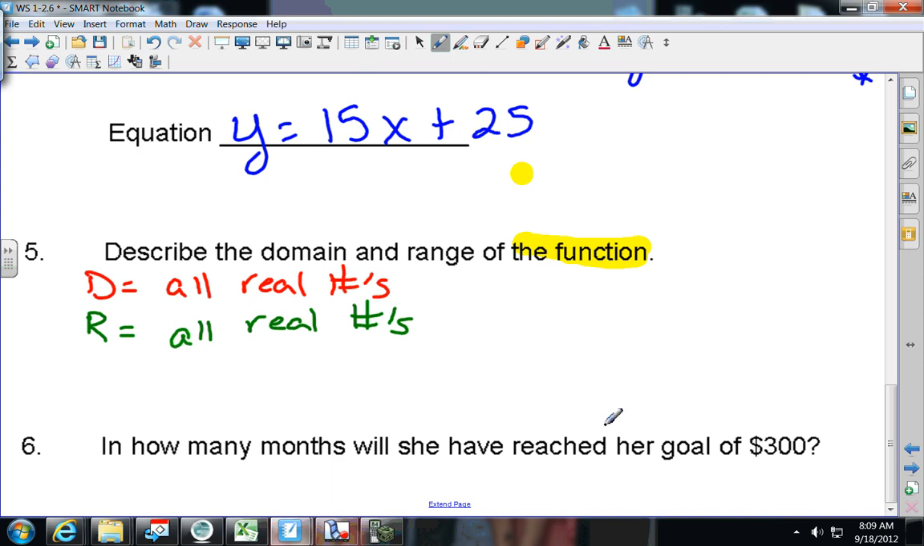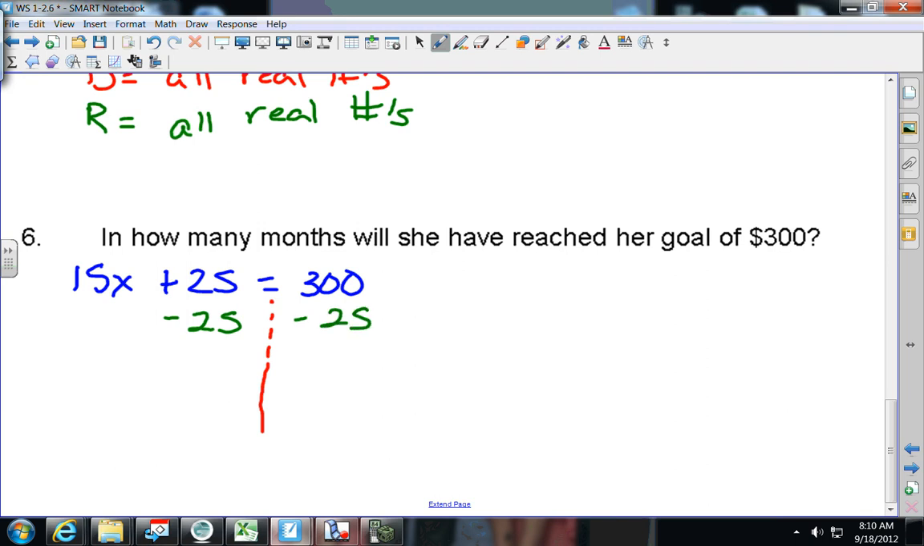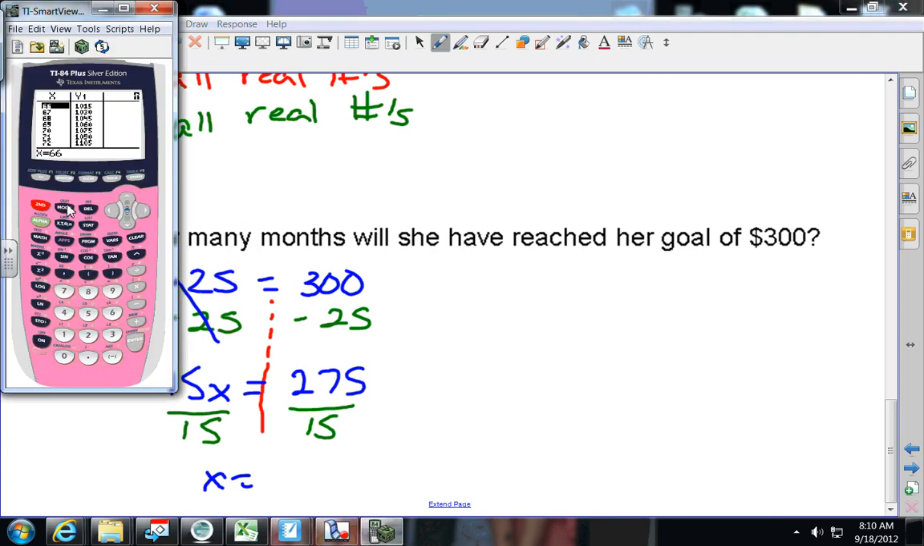It says in how many months will she have reached her goal of $300? So one way we can do that is to take 15x plus 25 and set it equal to 300. So let's go and solve that. You will subtract 25 from each side. You get 15x equals 275 and divide by 15. X equals. So if I go with my calculator, let's go in the home screen and put in there 275 divided by 15. Does it come out to be a whole number? Nope, it's 18.33333.